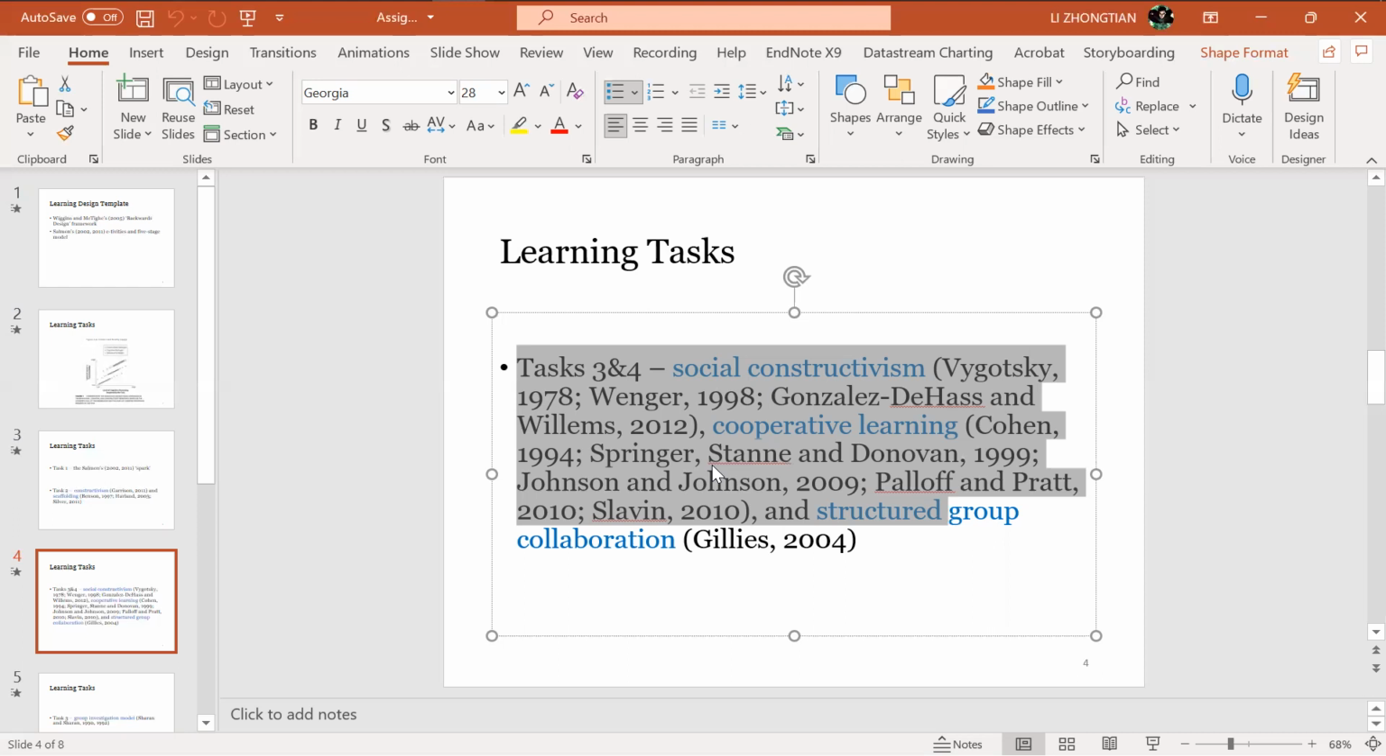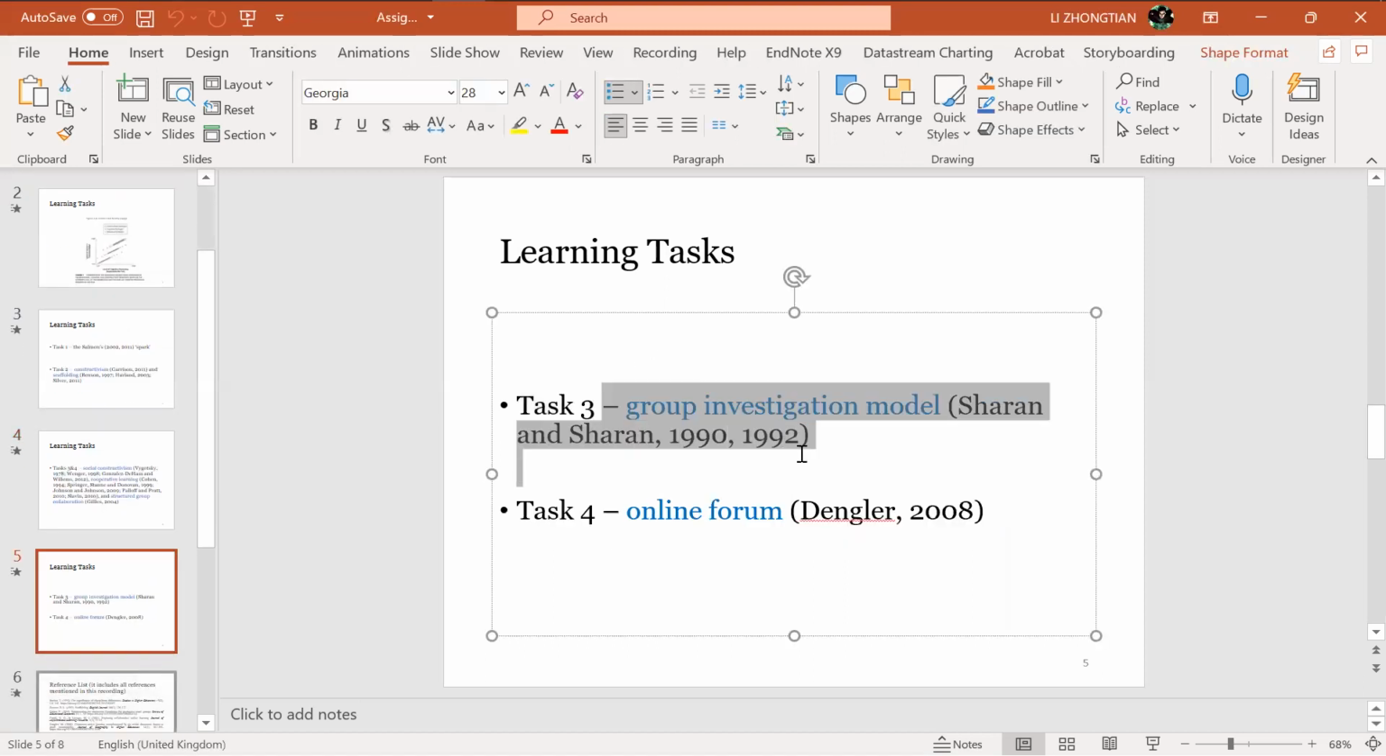Following the group investigation model in cooperative learning, Sharan and Sharan 1990 and 1992, task 3 makes learners work in small groups of 4 to 5 to investigate and discuss the topic: can human capital be recognized as an asset? Moreover, task 3 is designed as a structured group collaboration where the potential for cooperation and learning can be maximized. Gillies 2004, learners are given clear instructions of what they are expected to do and how they are expected to work together.